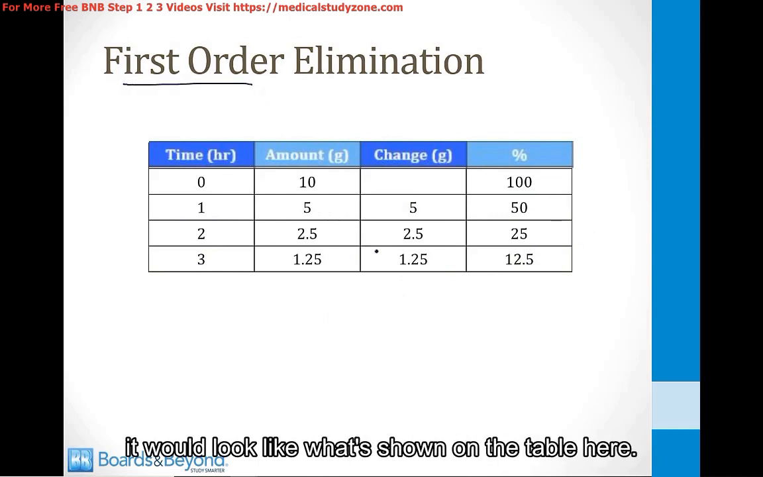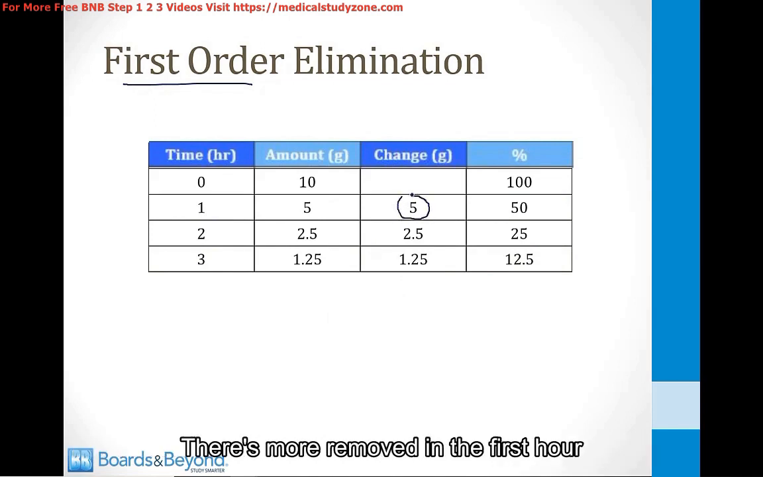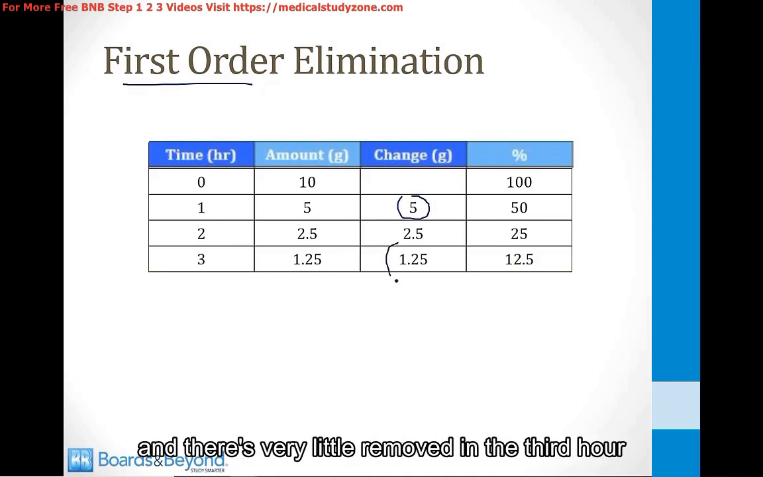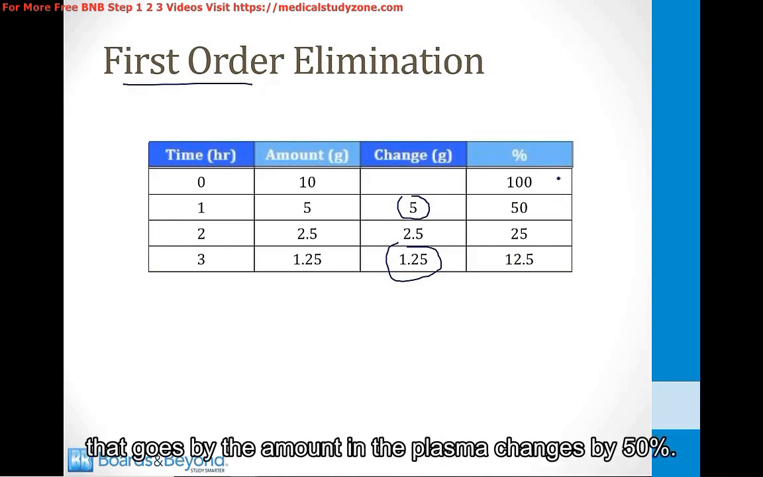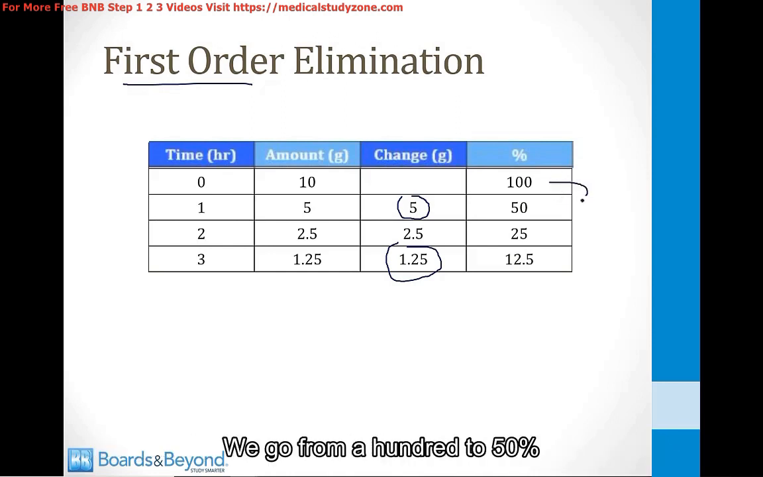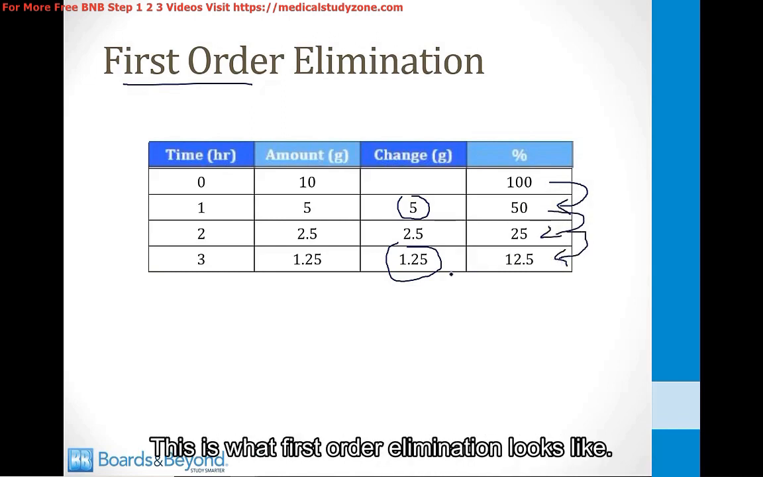For each hour that goes by, a different amount is removed. There's more removed in the first hour when the concentration is high, and there's very little removed in the third hour when the concentration is low. But notice that each hour that goes by, the amount in the plasma changes by 50%. We go from 100 to 50%, and then 50 to 25, and then 25 to 12.5. This is what first order elimination looks like.